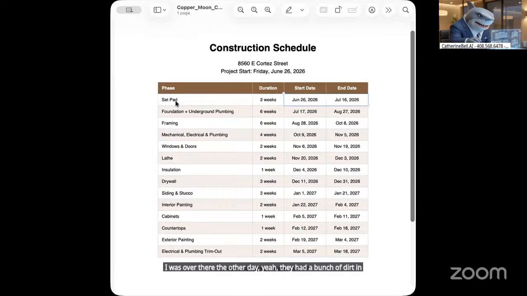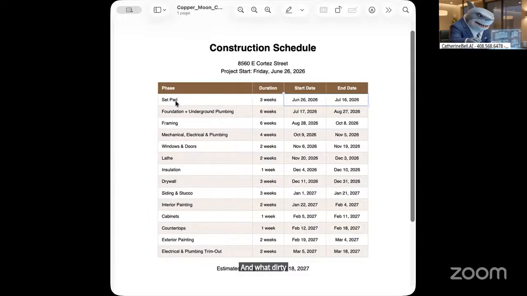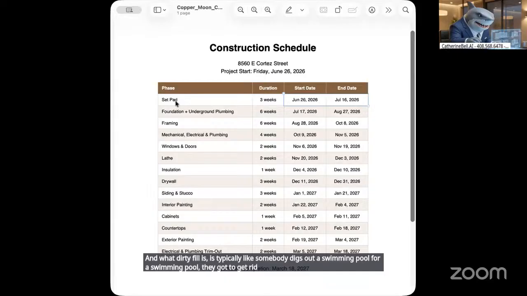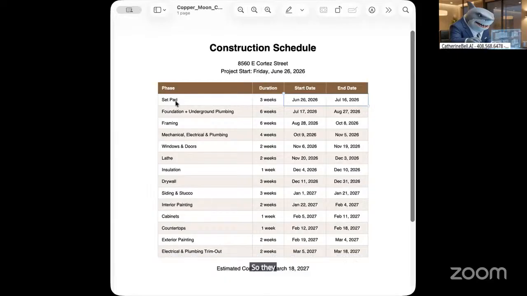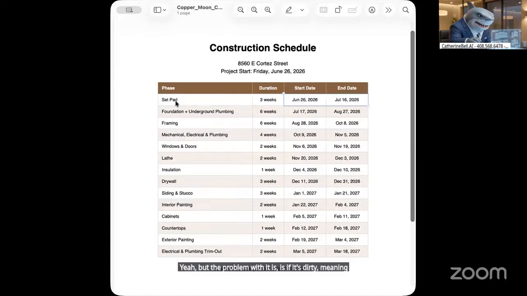It's compactable dirt, but it didn't look like clean fill. It looked like dirty fill. Dirty fill is typically what comes from someone digging out a swimming pool. They have to get rid of that dirt because you're not putting it back in the ground, so they find a place to put it, and that's under new houses. Is that normal? Yes, but the problem is if it's dirty, meaning it's got a bunch of trash in it, it leaves voids, so you have to screen your dirt or get clean dirt.